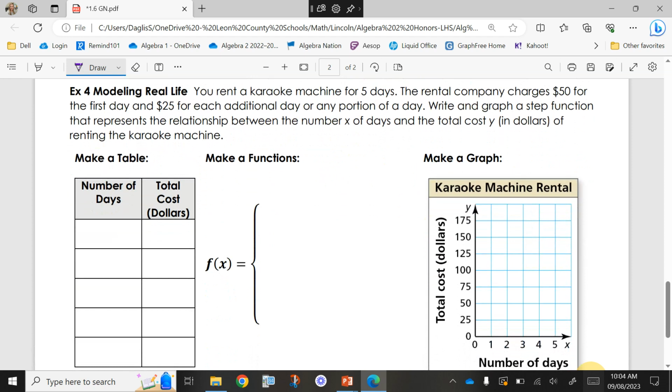Okay, so the first thing we're going to do is make a table. Okay, so our price changes how often? Every day. Okay, so my first number of days is in between 0 and 1, right?